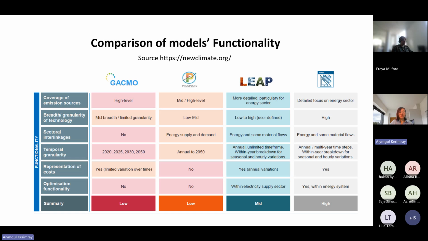And just important to know that LEAP recently released a new version. Stockholm Environment Institute provided an updated LEAP version where optimization can be done for all sectors. So that's why LEAP and TIMES are becoming very similar to each other. So in terms of functionality, the overall assessment is that GASMO and Prospects are at a low level, LEAP is a mid-level, and TIMES has a very high level of functionality.